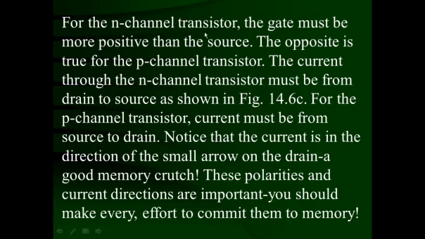For the N channel transistor, the gate must be more positive than the source. That means VGS must be positive. The opposite is true for the P channel MOSFET. That means the VGS threshold voltage should be negative in the P channel MOSFET. The current through the N channel transistor must be from drain to source as shown in figure 14.6c. For the P channel transistor, the current must be from the source to the drain.